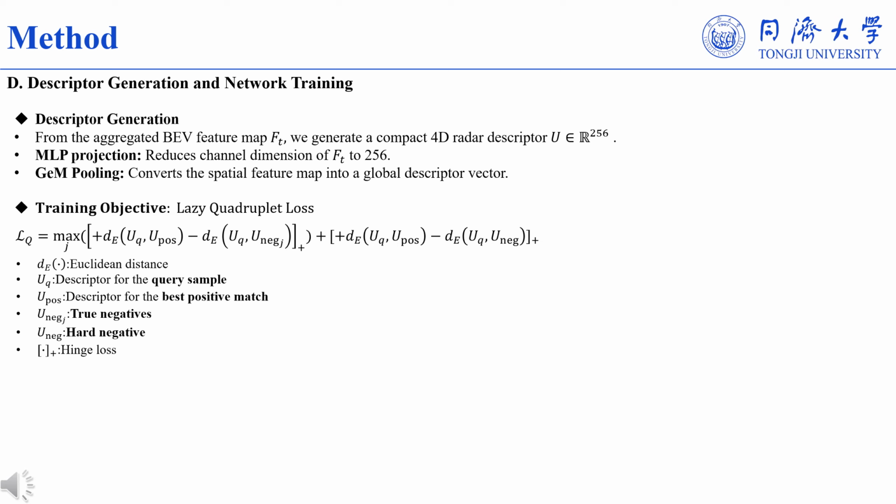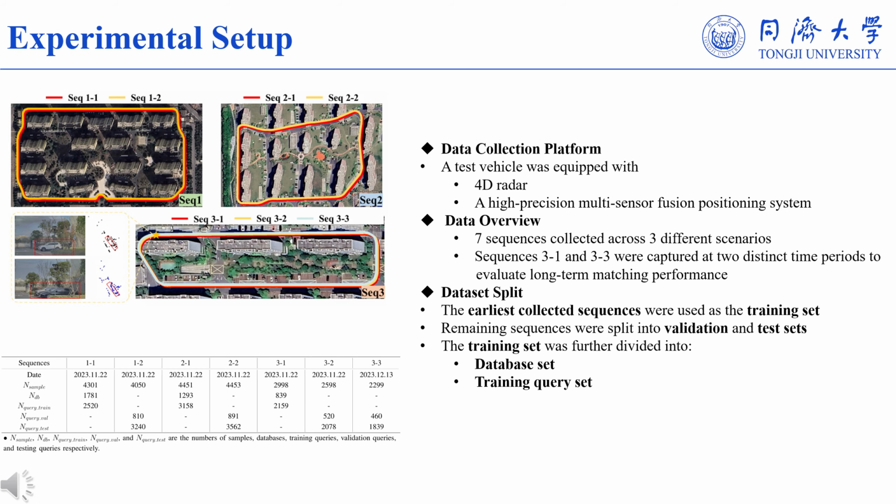To train TDFANet, we use the lazy quadruplet loss, which encourages close distances between matched samples and pushes apart hard negatives, improving retrieval robustness. We collected data using a vehicle equipped with 4D radar and a high-precision positioning system. Radar was recorded at 10 Hz and positioning at 100 Hz. The dataset includes 7 sequences across 3 scenarios, with sequences 3:1 and 3:3 captured at different times for long-term recognition. In total, it contains over 25,000 frames split into database, training, validation, and test sets.